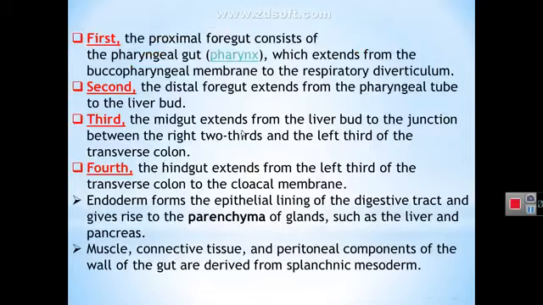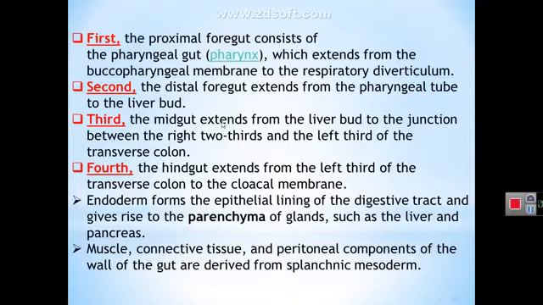The foregut consists of two portions, proximal and distal. The proximal foregut consists of the pharyngeal gut or the pharynx, which extends from the buccopharyngeal membrane to the respiratory diverticulum. The distal portion of the foregut extends from the pharyngeal tube to the liver bud.